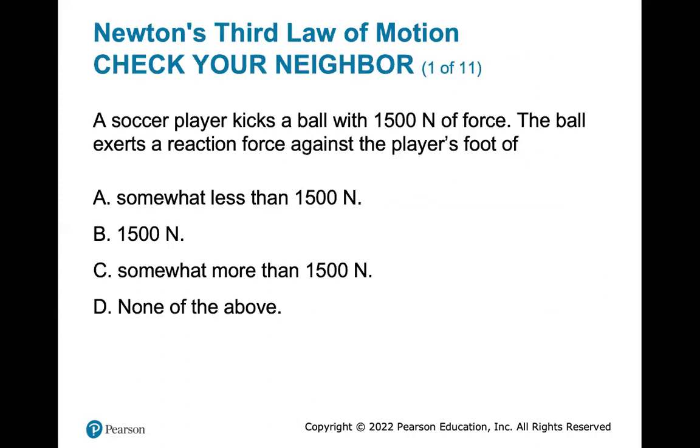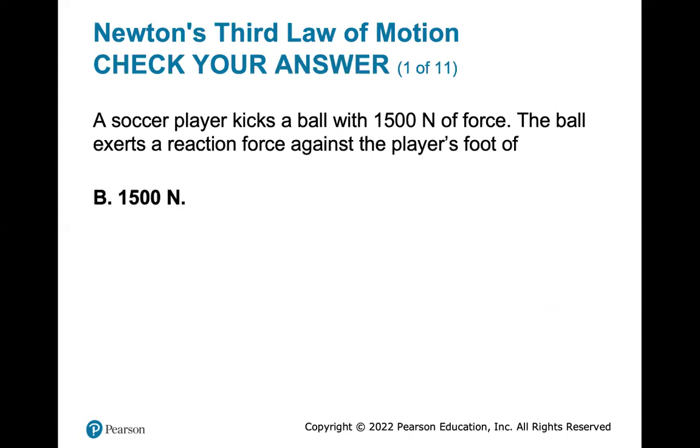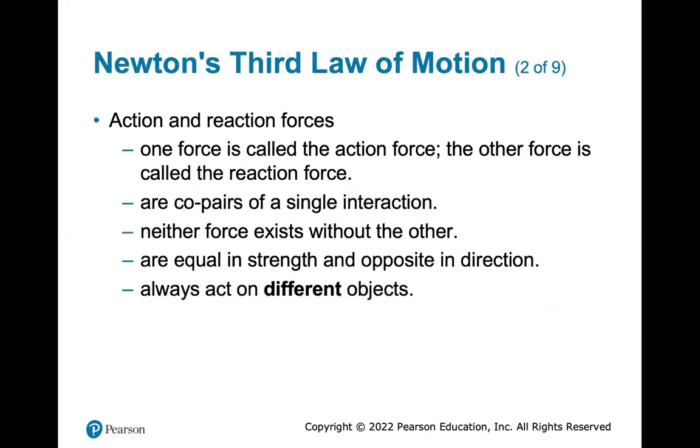Okay, a soccer player kicks a ball with 1,500 newtons of force. The ball exerts a reaction force against the player's foot of A, somewhat less than 1,500, B, 1,500 newtons, C, somewhat more than 1,500, or D, none of the above. Well, it's B. It's going to be exactly the same amount that the player's foot exerts against the ball.